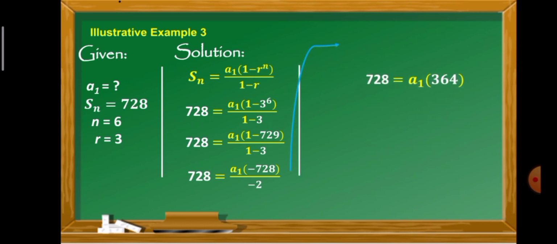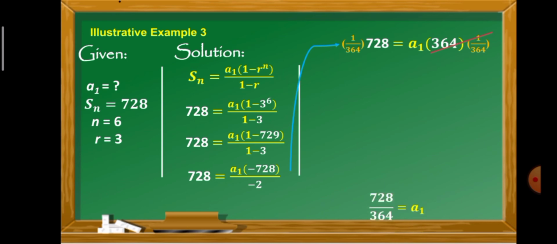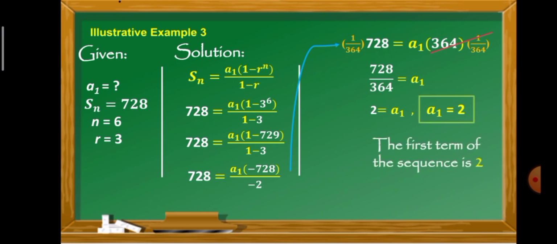And 1 minus 3 is negative 2. So, from 728 equals a sub 1 times 364, gagamit tayo ng multiplication property of equality. Mag-multiply tayo both side ng 1 over 364 para makancel itong 364. Sa kabilang side, 1 over 364 times 728 is equal to 728 over 364. Then, simplify natin yan. 728 divided by 364 is equal to 2. So, ang ating first term ay 2. Okay? So, the first term of the sequence is 2.